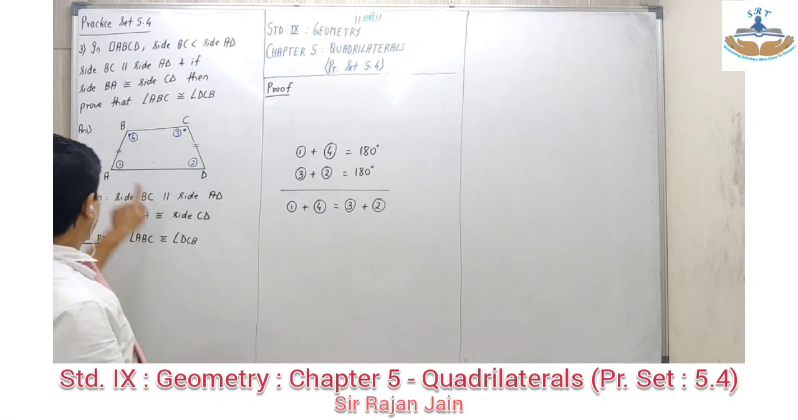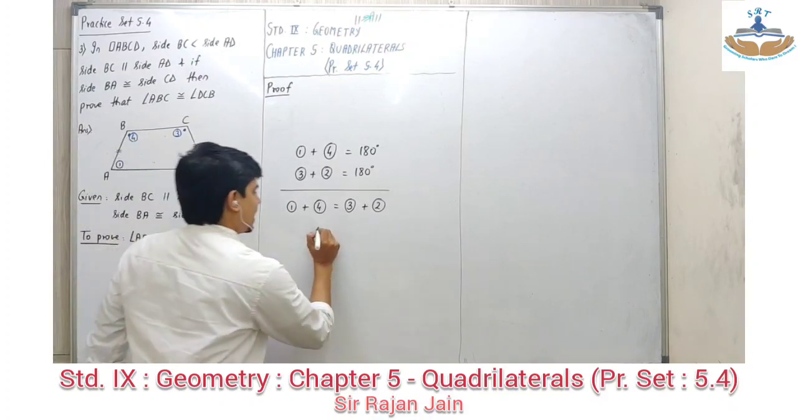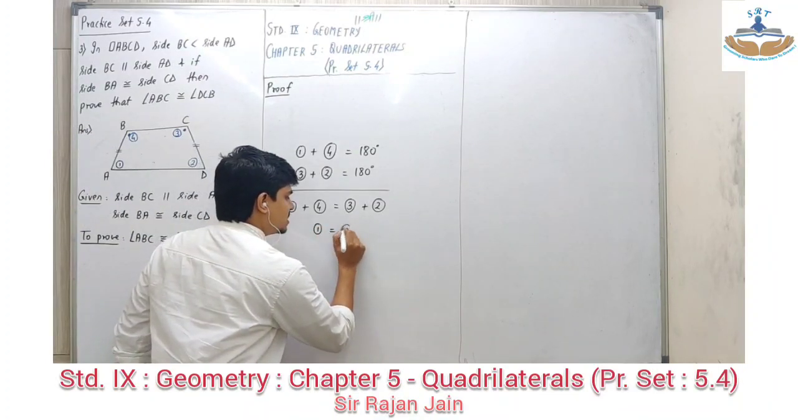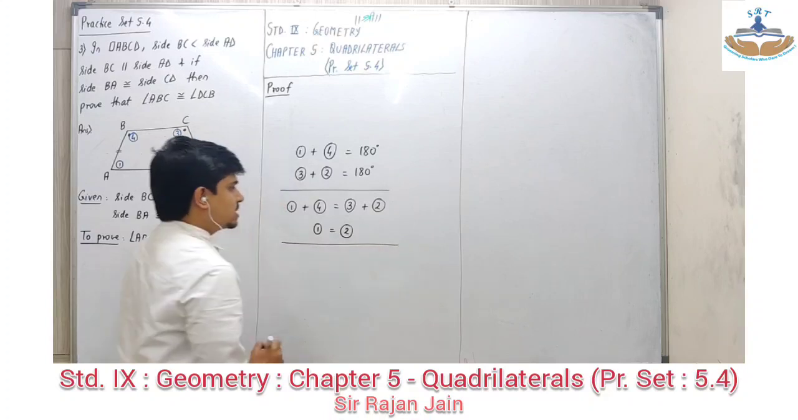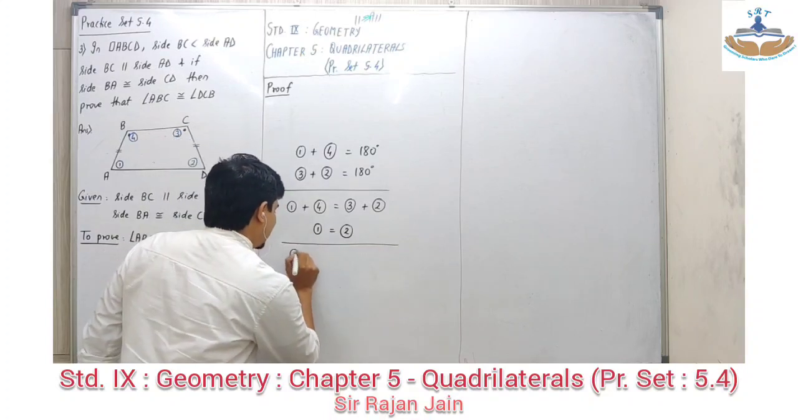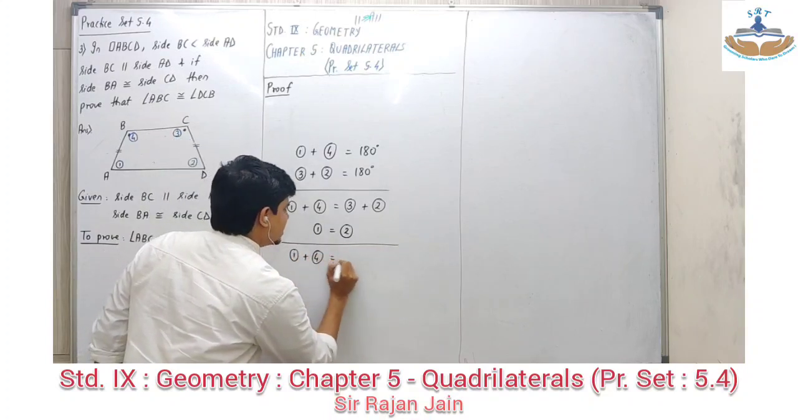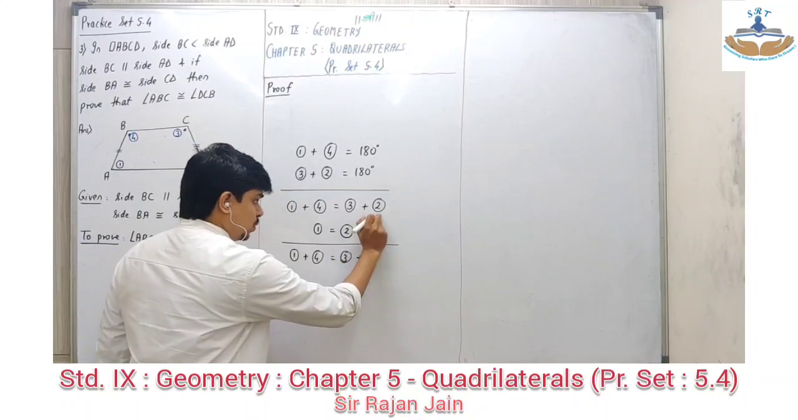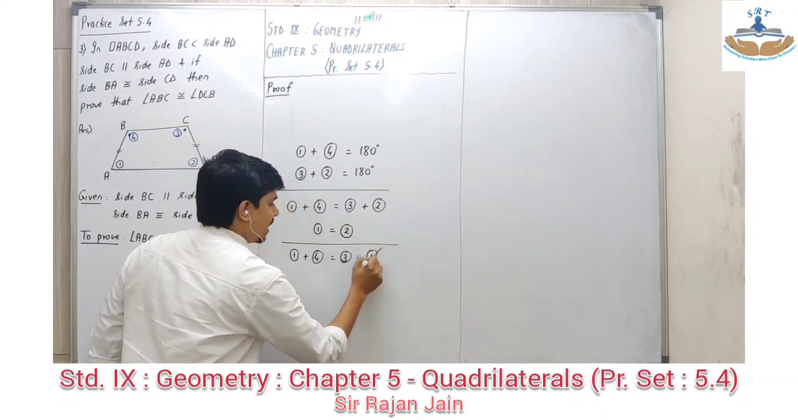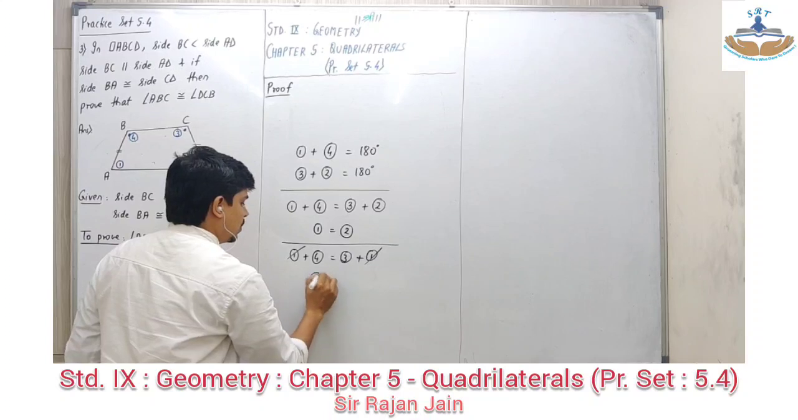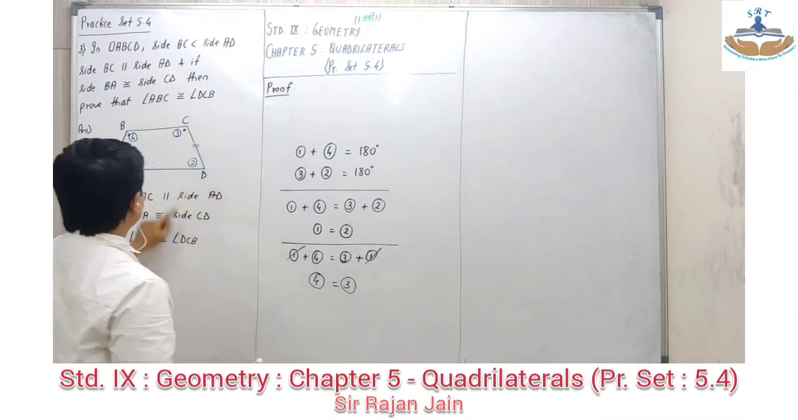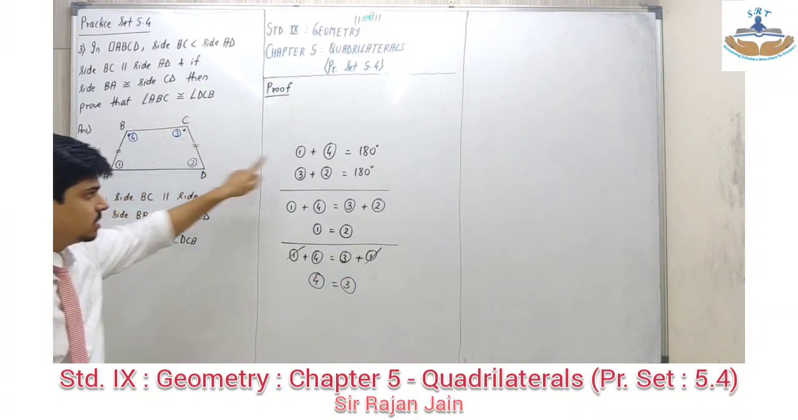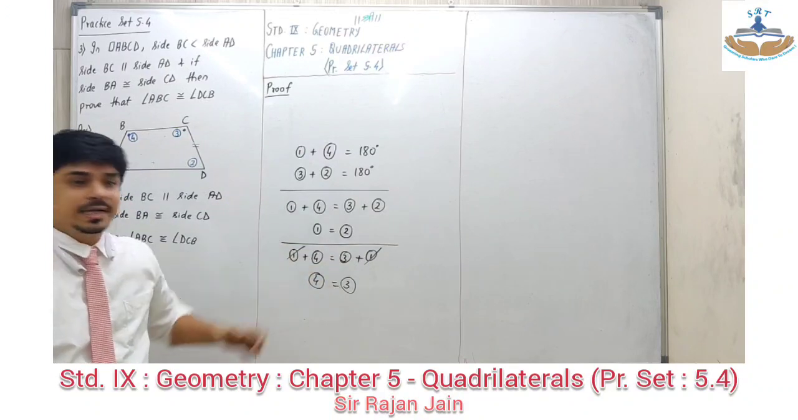Now you know that angle 1 is congruent to angle 2. Angle 1 is equal to angle 2. So what will be the conclusion? 1 plus 4, I keep it as it is, equal to 3 plus 2, in place of 2 I can write 1. 1 gets cancelled. Do I get 4 equal to 3? 4 equal to 3. So this is basically a method to understand.